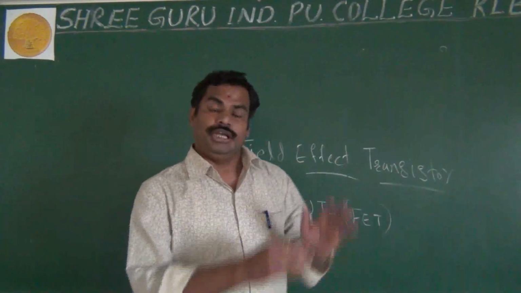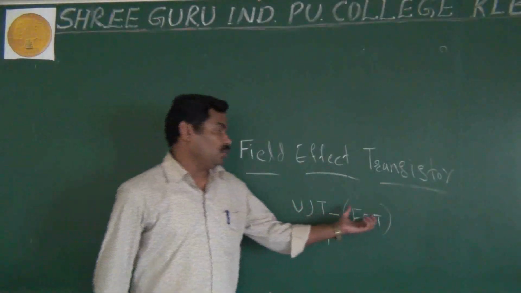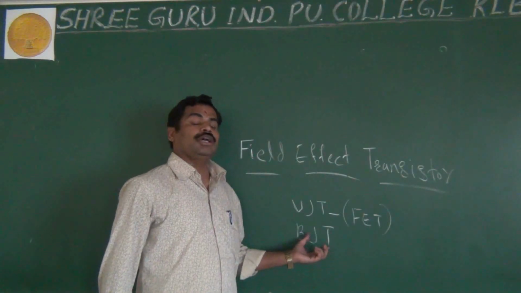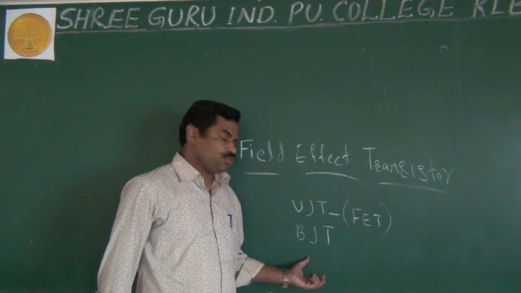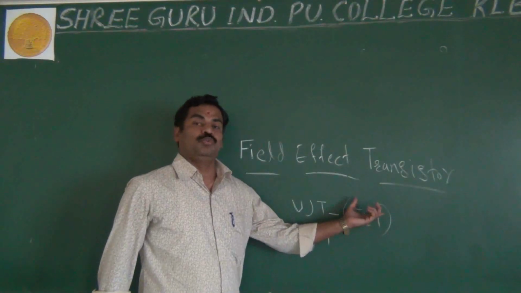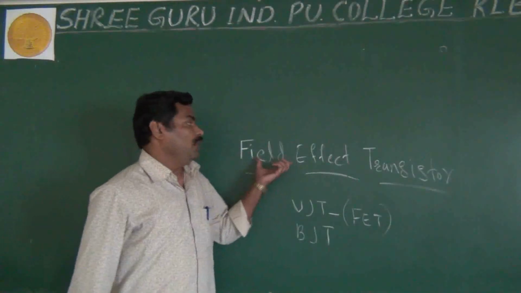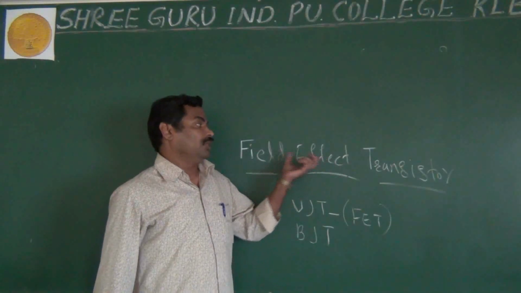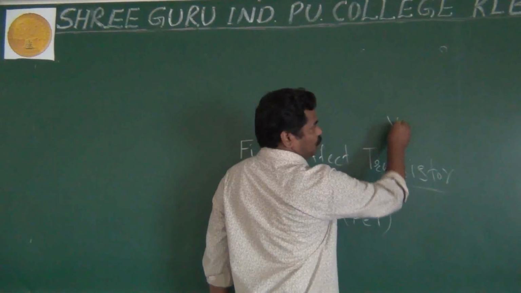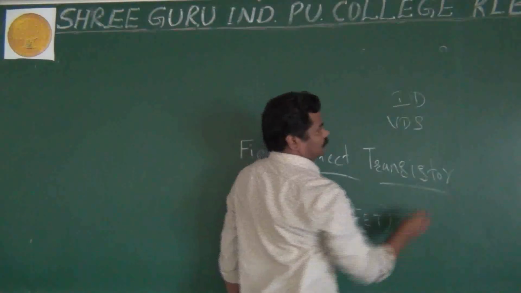Another important thing, your FET is called a voltage control device, but your BJT is called a current control device. It means in your FET, the output voltage or output current depends upon the input voltage. That's why it is called a field effect transistor. It means the output voltage, that is VDS, and output current ID, depend upon the VGS.